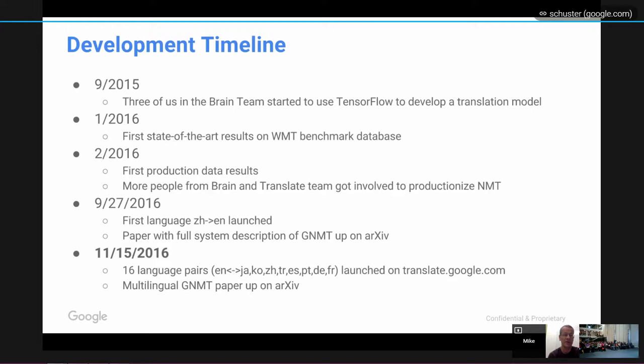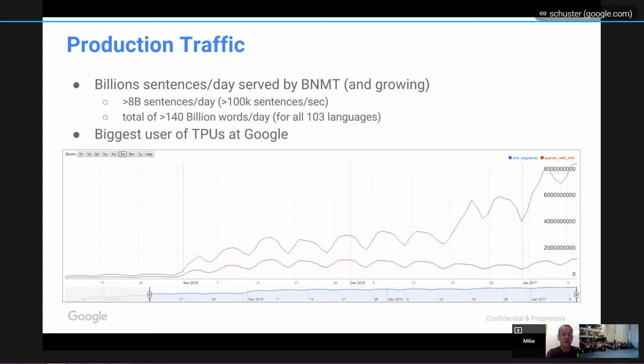So let me tell you about production traffic. So currently, every day, billions of sentences are served by this system. And we launched in mid-November for 16 language pairs, 8 languages. And currently, that means more than 8 billion sentences per day. And that is more than 100,000 sentences per second, which is, of course, quite a bit. So Google Translate altogether for all 103 languages that we support translates about 140 billion words per day.